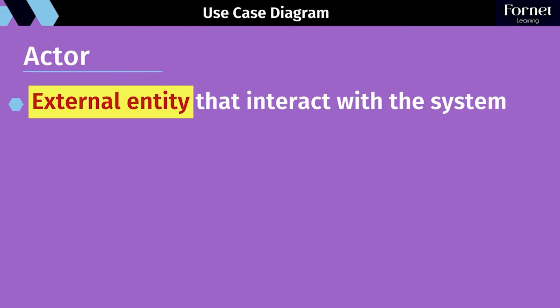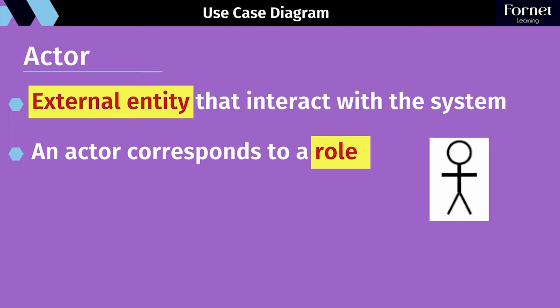The second element in the use case diagram is actor. In fact, an actor is an entity which is outside of the system that interacts with it. An actor can be, in fact, an external system, a business process, or a person. But you have to pay attention here that an actor corresponds to a role, while the same physical person can be represented by several actors in the same system if he has several roles in the system.